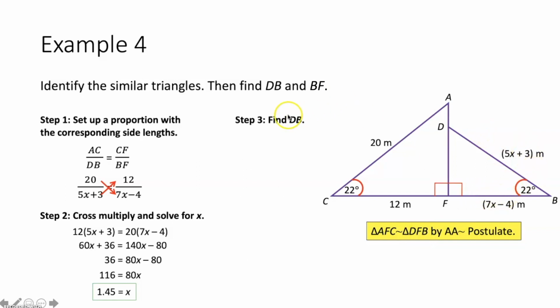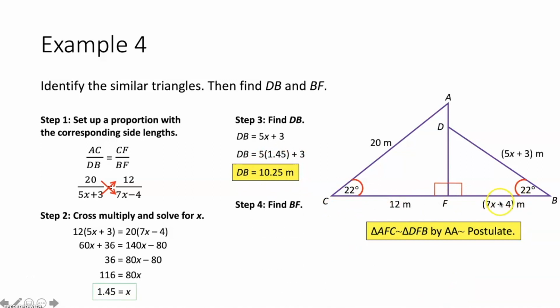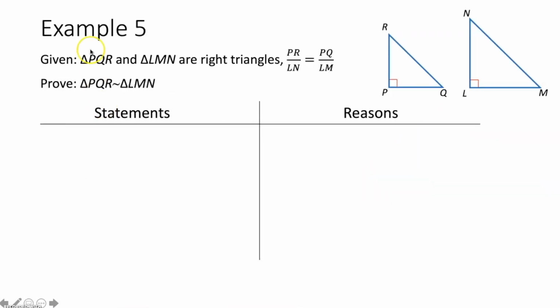So let's find the measure of segment DB. Remember, the measure of segment DB equals 5x plus 3 meters. So I'm going to take 1.45, plug it in for x here, simplify, and I end up getting that the measure of segment DB is 10.25 meters. I can then do the same thing for the measure of segment BF. I take that x that I found, plug it in for the measure of segment BF, simplify, and I end up getting 6.15 meters.